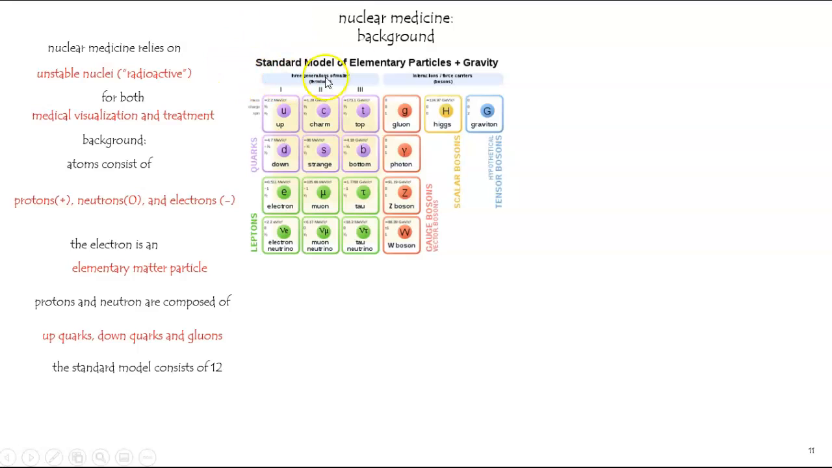And here's a look at the standard model of elementary particles, which is way more detailed than we really want to go into. But hey, there it is, right? So if you really want to know a lot about an atom, there you go. You can't get much more detailed than this.